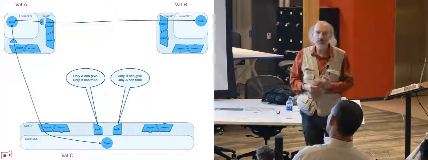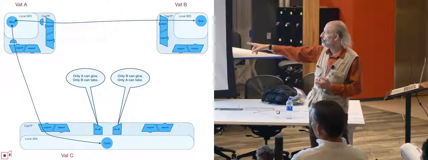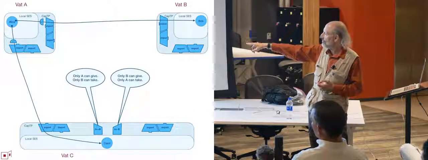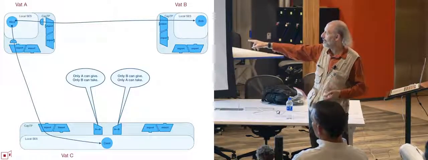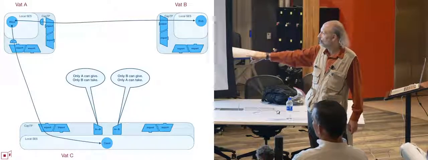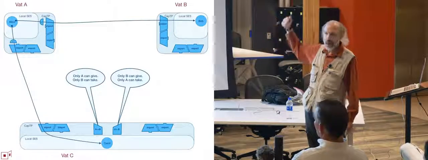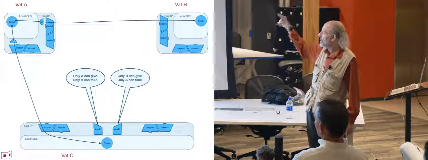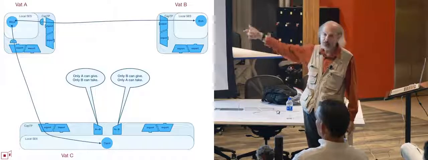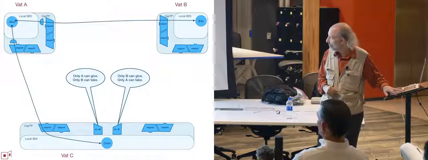And then the handoff tables have a particularly restrictive rule. VAT C's handoff table from A to B is one where only VAT A can instruct VAT C as to what to place into the table, and only VAT B can instruct VAT C as to what to take out of that table. That's the A to B table on the left.